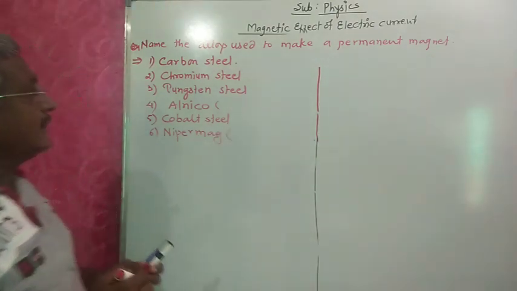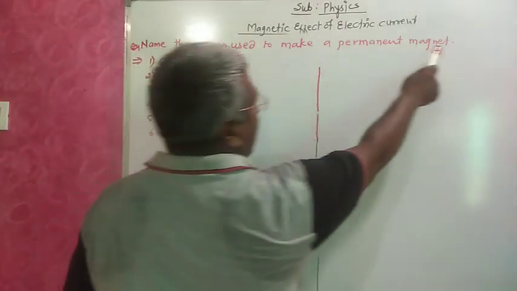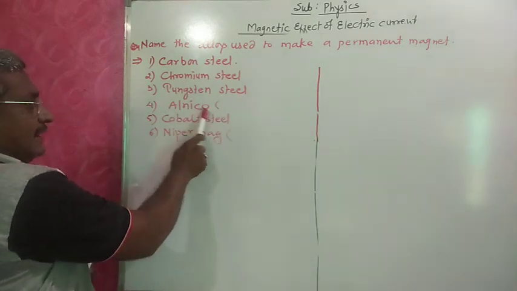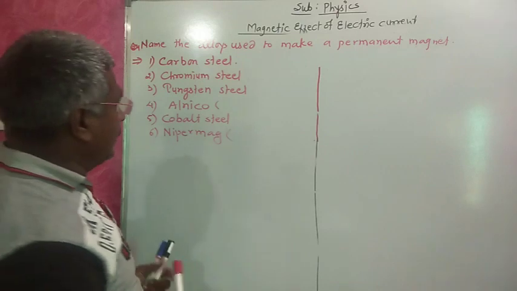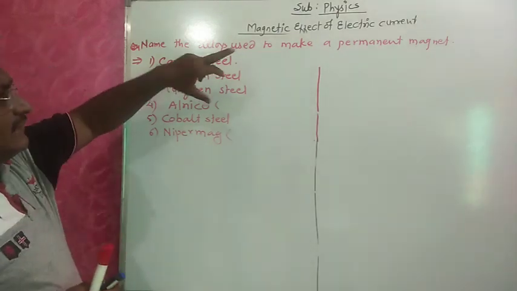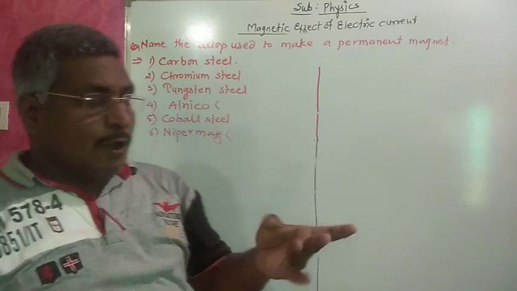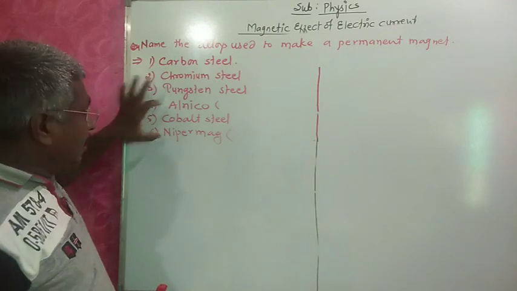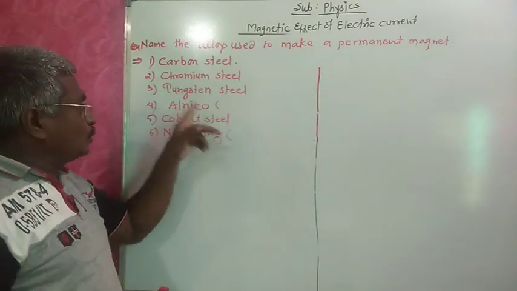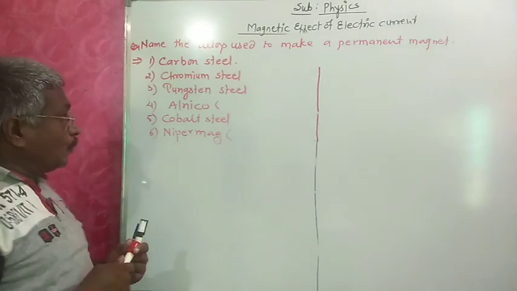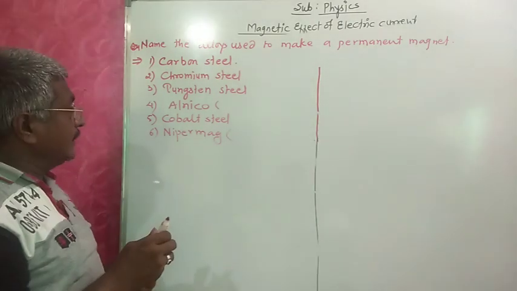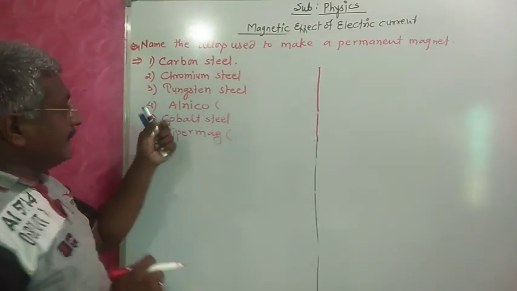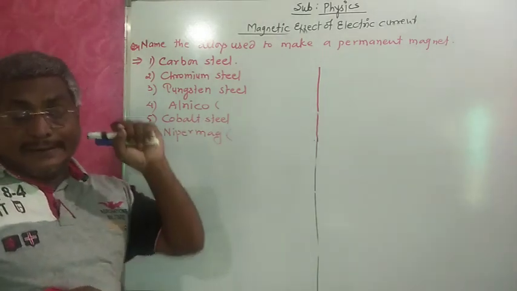So generally all the permanent magnets are made up of the alloys carbon steel, chromium steel, tungsten steel, alnico, cobalt steel and Nippermug. Mostly for making bar magnets and horseshoe magnets, these two are used: alnico and Nippermug alloy. So what is the meaning of alnico? Which elements are used in alnico alloy? In that name you will get the name of the elements.